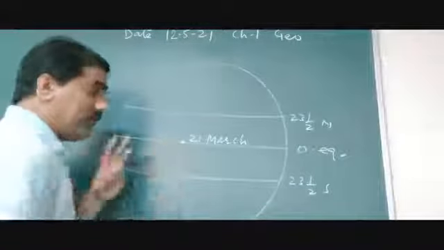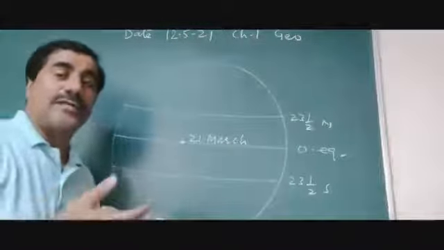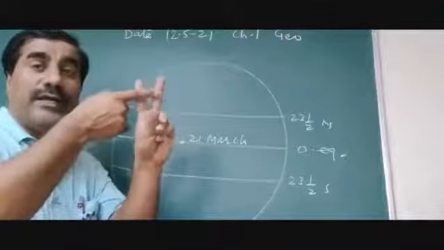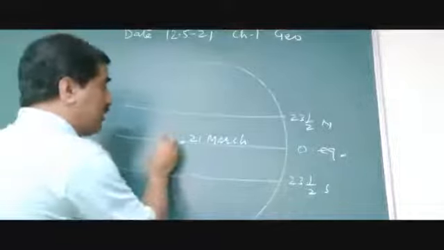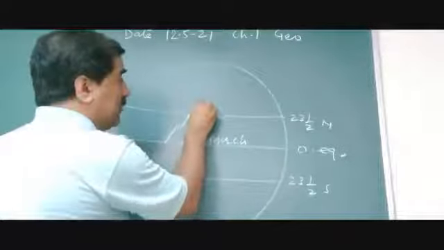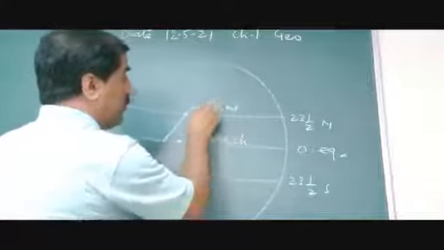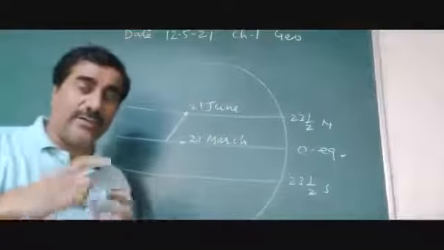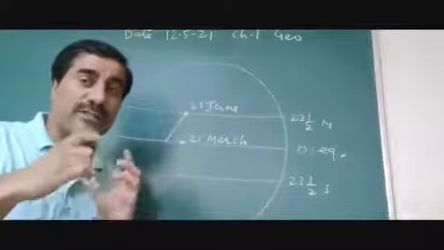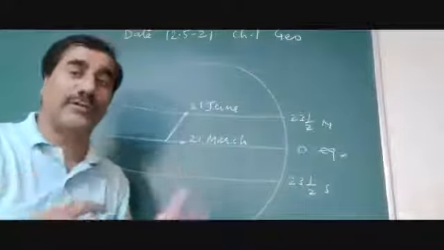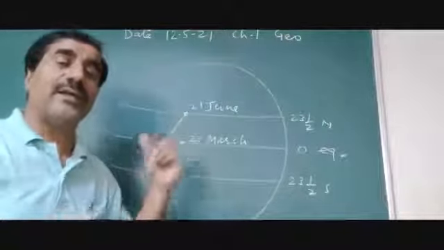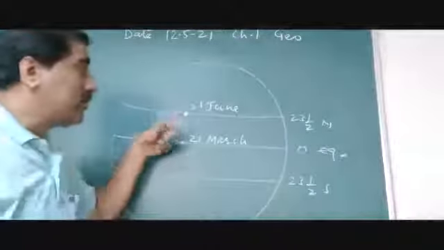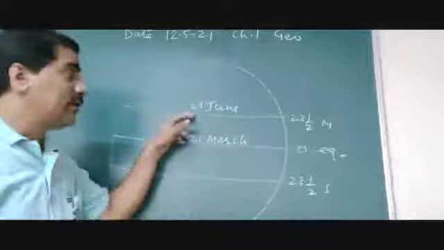Later on, after 3 months, for simple calculation, add the 3 months: April, May, June. On 21st June, direct rays fall on the Tropic of Cancer. The Tropic of Cancer is a latitude which divides India approximately into two equal parts. We'll discuss it later. It passes through our country. Direct rays fall on the Tropic of Cancer.